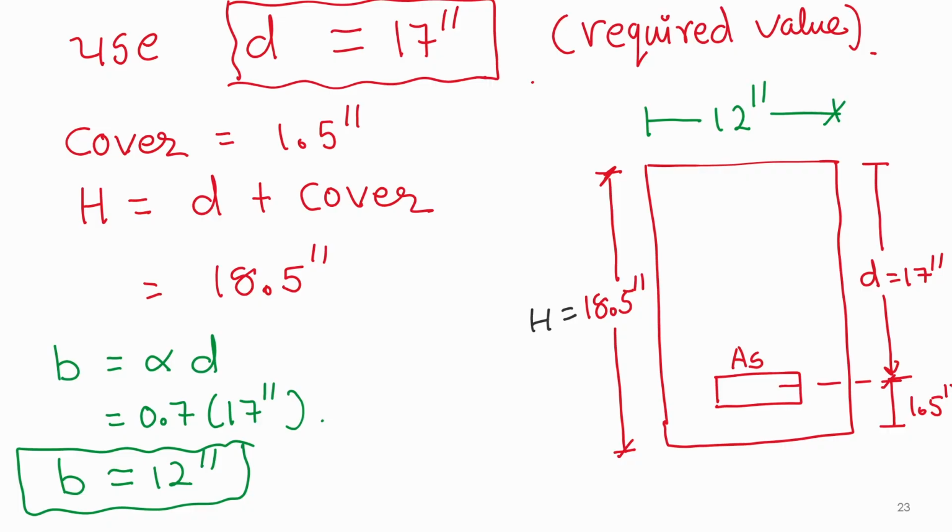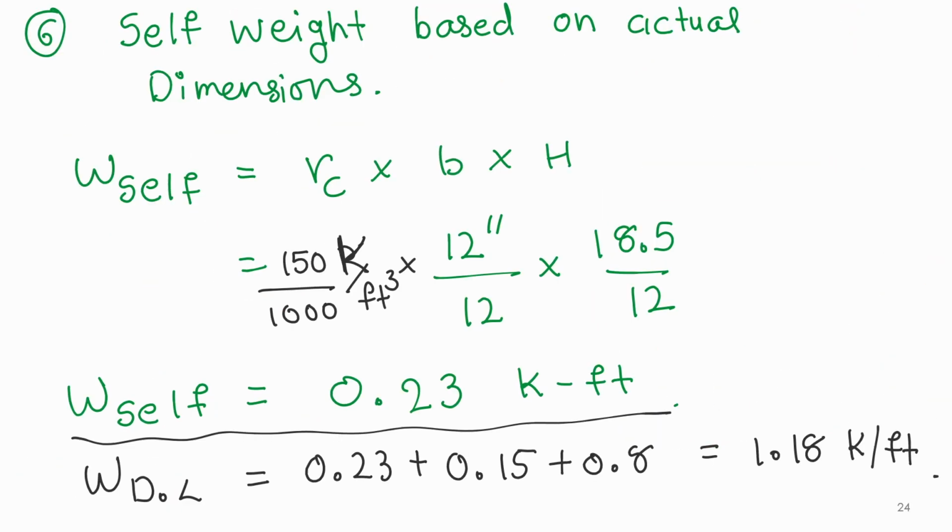So let's say that our d is 17 inch. You can use 17.5, then you will get height of 19, or 18.5 to have height of 20. Again, it's your design, it's your call to determine d. So I use 17 inch with cover 1.5, which is giving me height of 18.5. In this case, we said that b is equal alpha times d, so 0.7 times 17 will give me b of 12 inch. So our new cross section is 12 by 18.5.